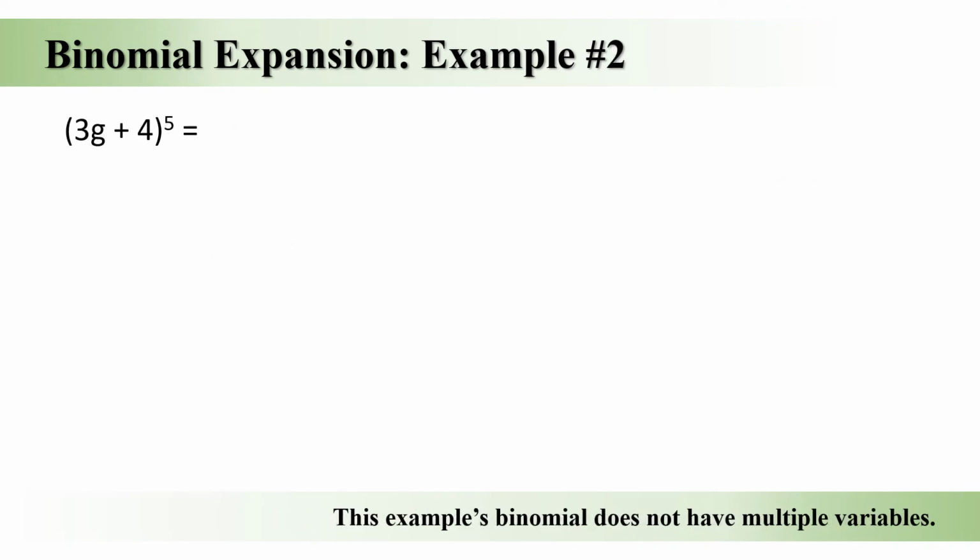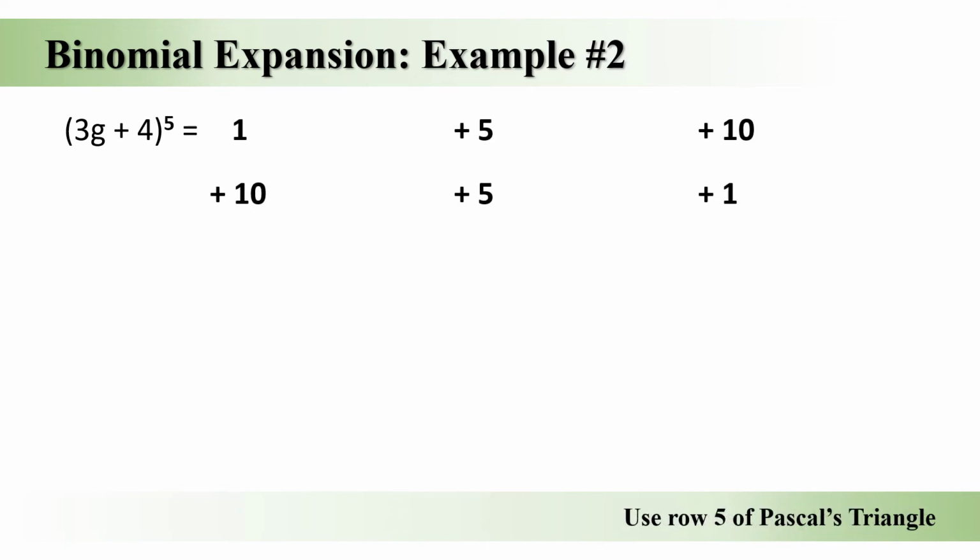Our next example does not have multiple variables within the binomial. There's only a g in essentially the first spot. So when we're trying to expand the quantity 3g plus 4 all raised to the fifth power, remember, the steps for the binomial theorem do not change. You'll still want to work out row 5 of Pascal's triangle.